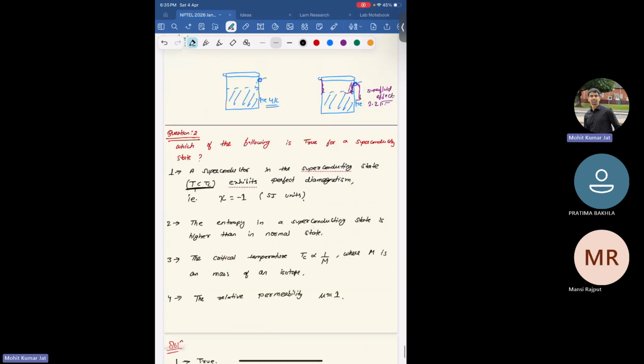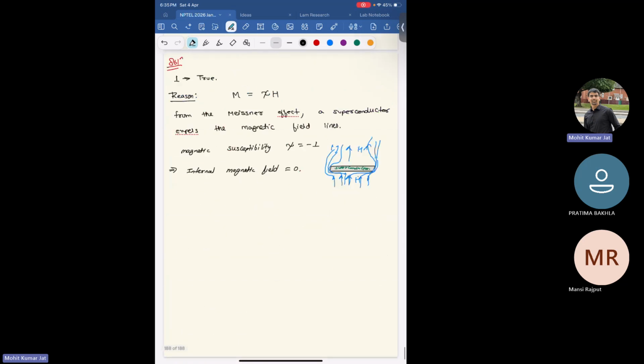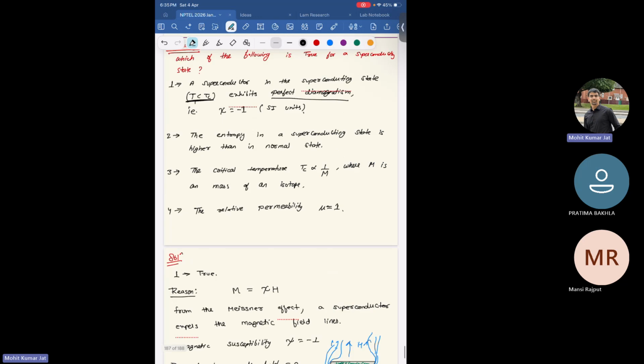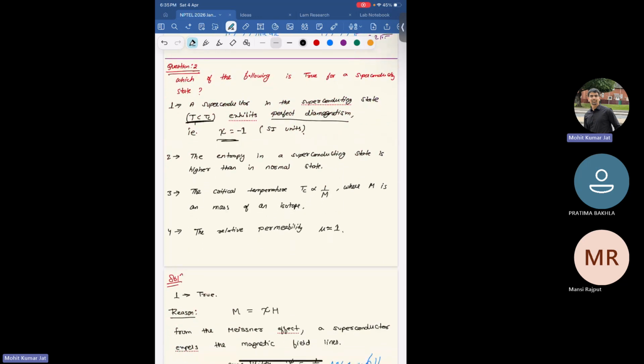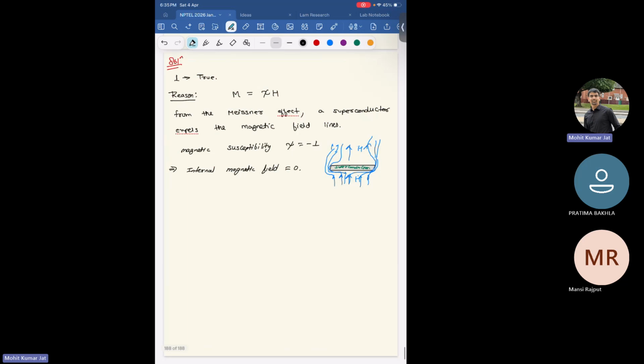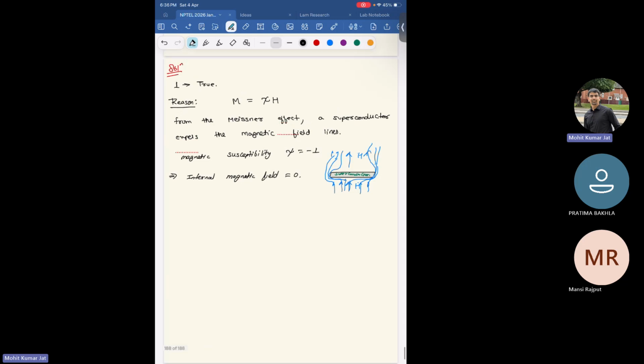Below T equal to Tc only, there will be perfect diamagnetism. What is diamagnetism? The one which repels the magnetic field, right? And this is what it's doing, with chi equal to minus one. Now, what about the second option? Is it true or false? No, it's not like there is no randomness. Randomness is there, but it is less. Second is false, I agree.